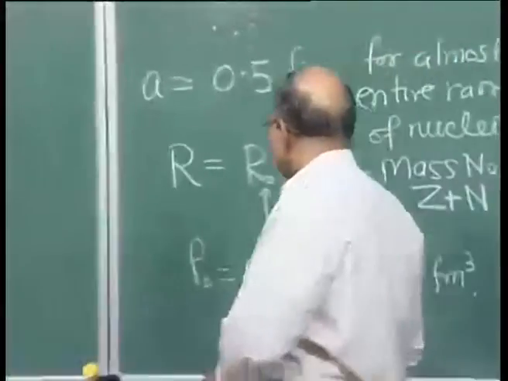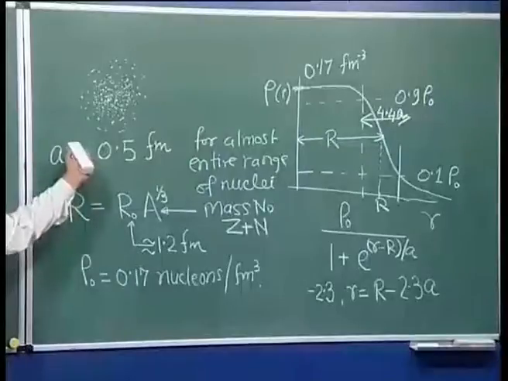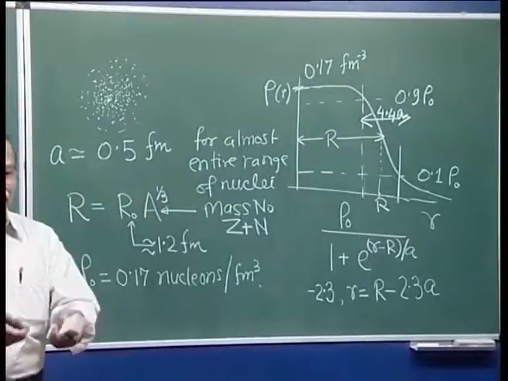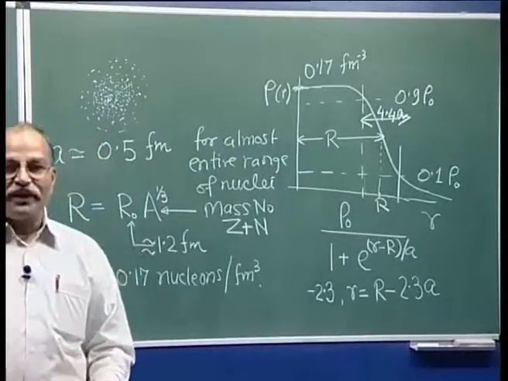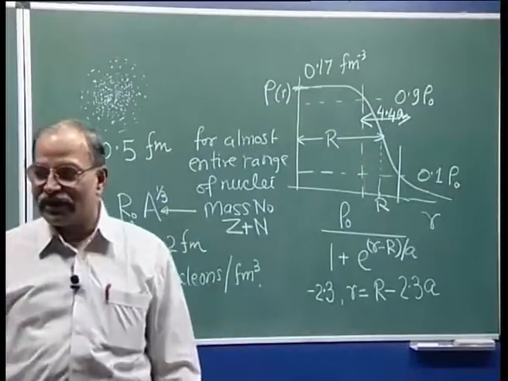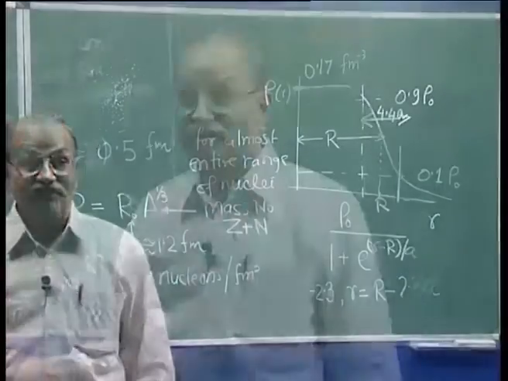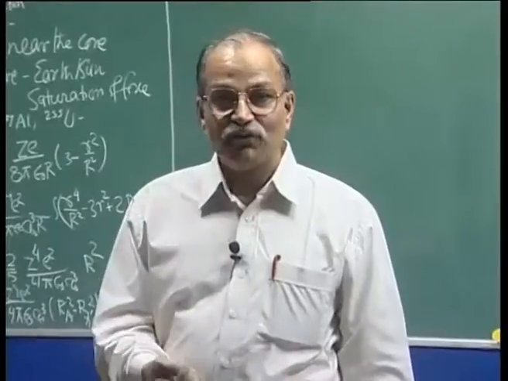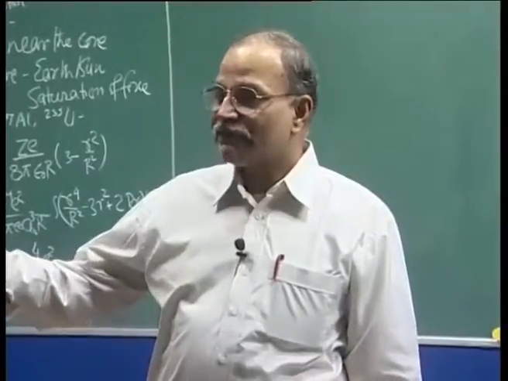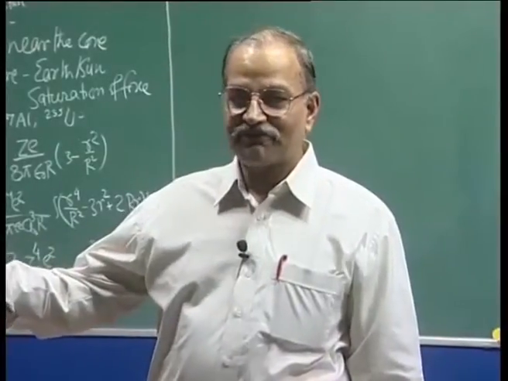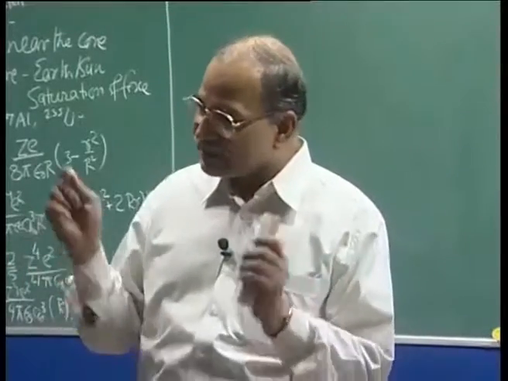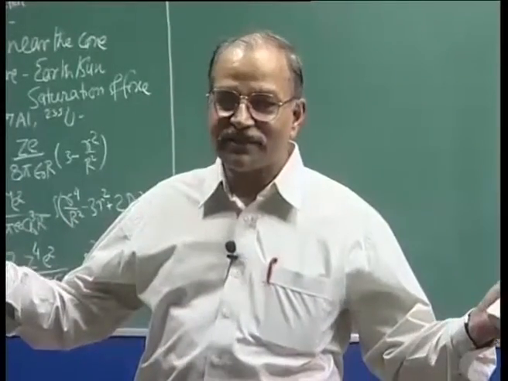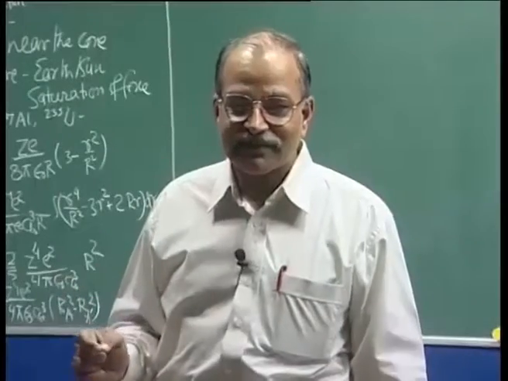So, that means all these nuclei, starting from very light nuclei to very heavy nuclei, the nuclear size does not vary much. The nuclear size is from say 2 femtometers to 8 femtometers, 7.5 femtometers. The whole range of nuclei that is available has this kind of radius.